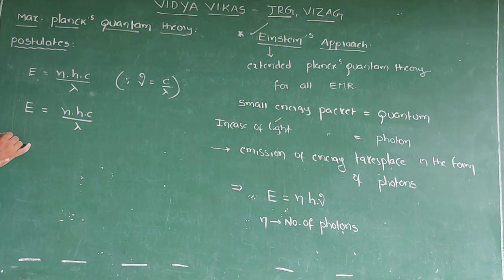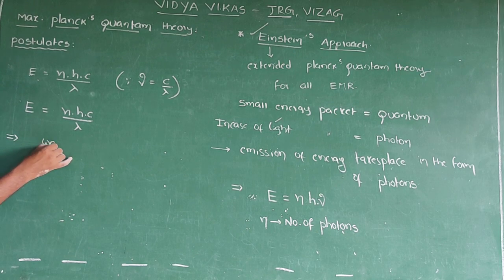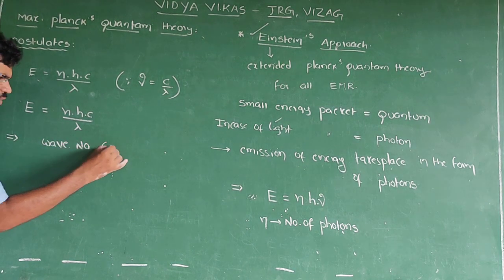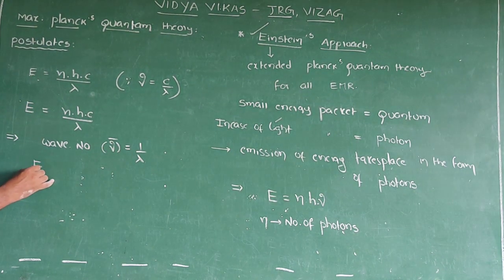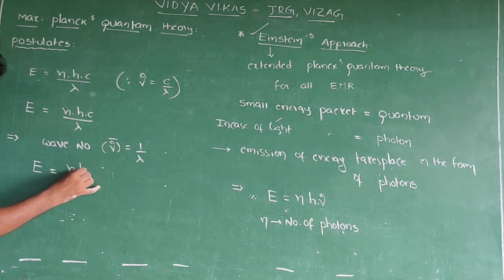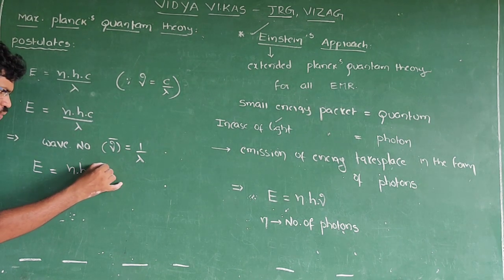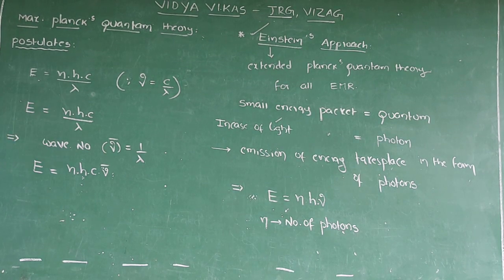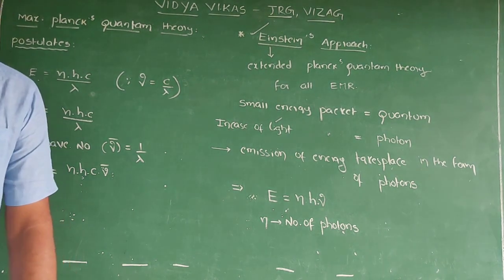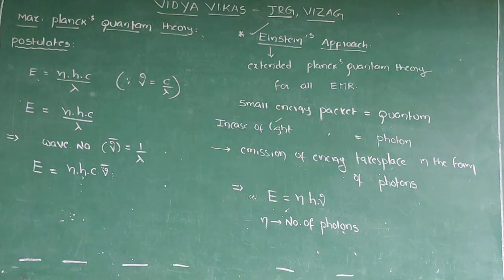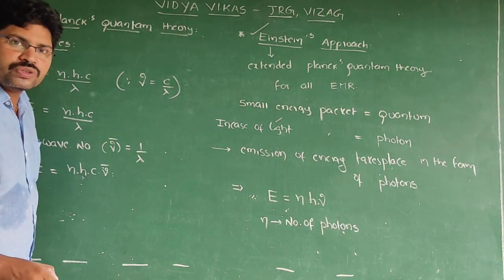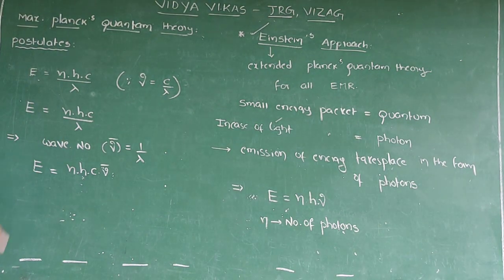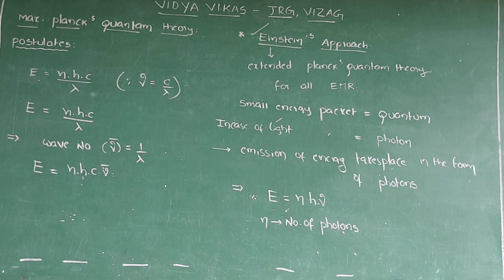And further, students, we know what is wave number. Do you remember? Wave number nu bar is equal to 1 by lambda. And that's why energy E is equal to N into h into c into nu bar, because 1 by lambda is nothing but nu bar. So these are the different formulas we use to calculate the total radiant energy emitted from a substance. Very, very important one, dear students. Keep these formulas in mind from the examination point of view.